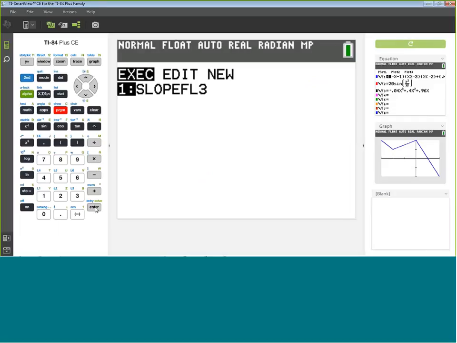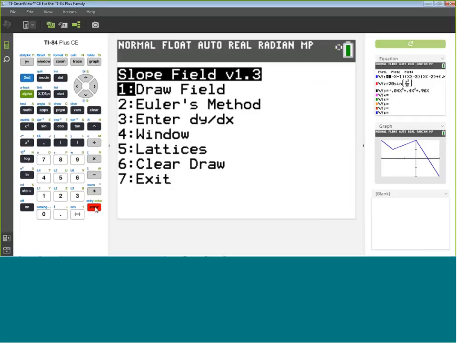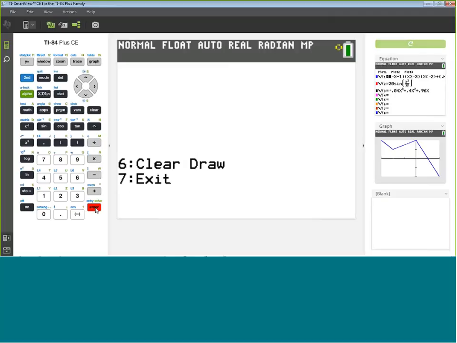Pretty brilliant programs that are out there. And what we do is we run the program, and it gives you a nice little menu to choose from. And it does have Euler's method. Lots of these programs have all kinds of things in there. We're going to go ahead and draw the slope field, and we can enter in any type of slope.